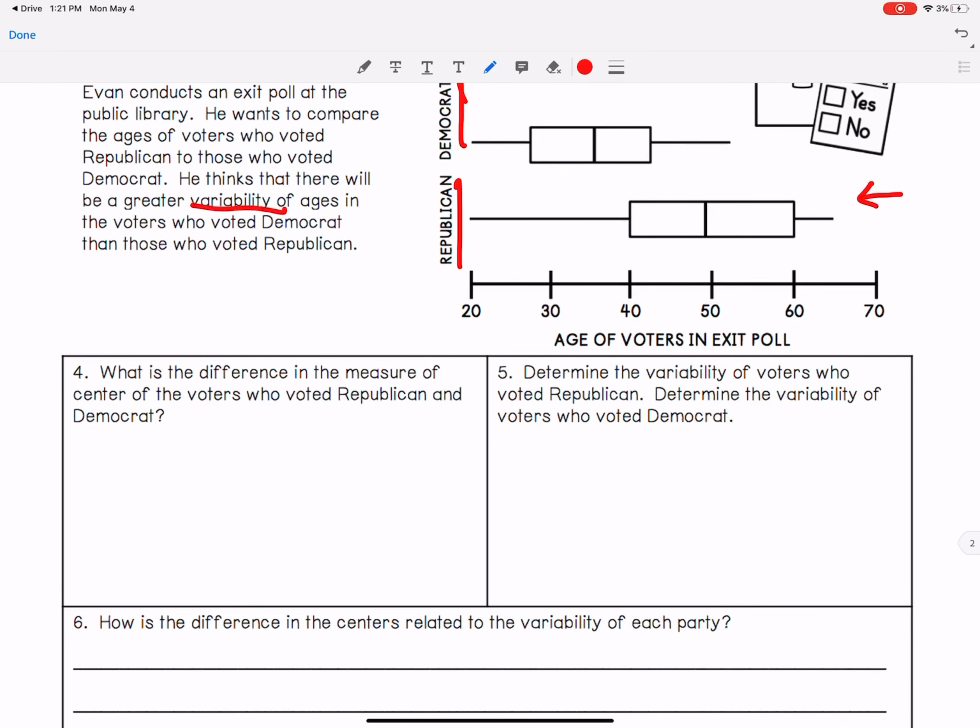So question 4 says, what is the difference in measure of center of the voters who voted Republican and Democrat? Okay, first of all, difference means subtract. Let's subtract the smallest number from the greatest number. The next thing, measure of center, this word means the median. Let's go ahead and figure out what the medians are going to be and then subtract them.